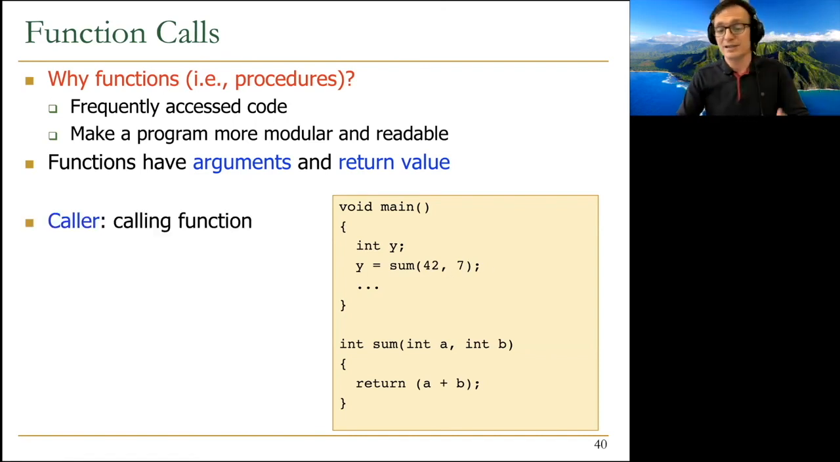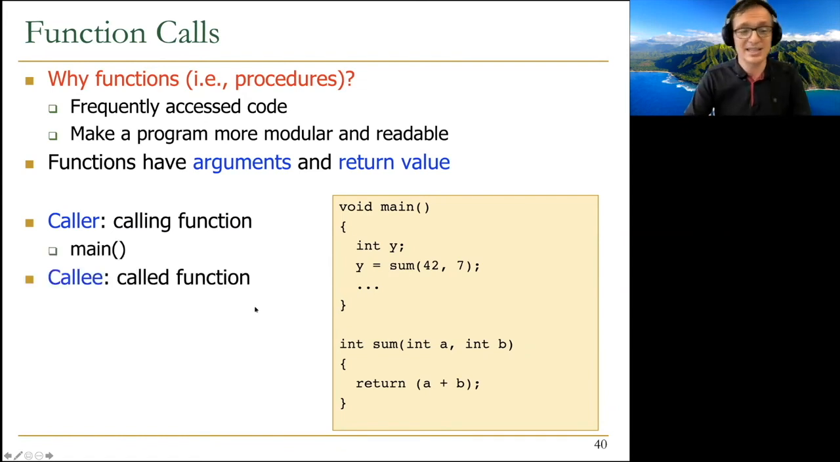So let's define something. The calling function is called the caller. So the main function is the caller over here. And the called function is called the callee. So the sum function is the callee over here.